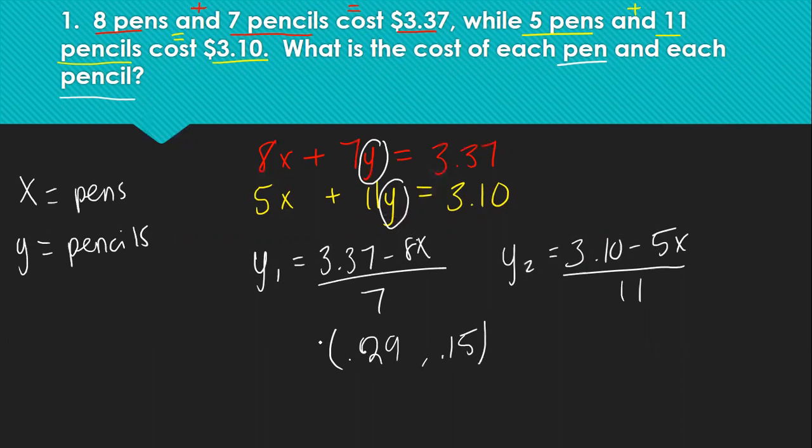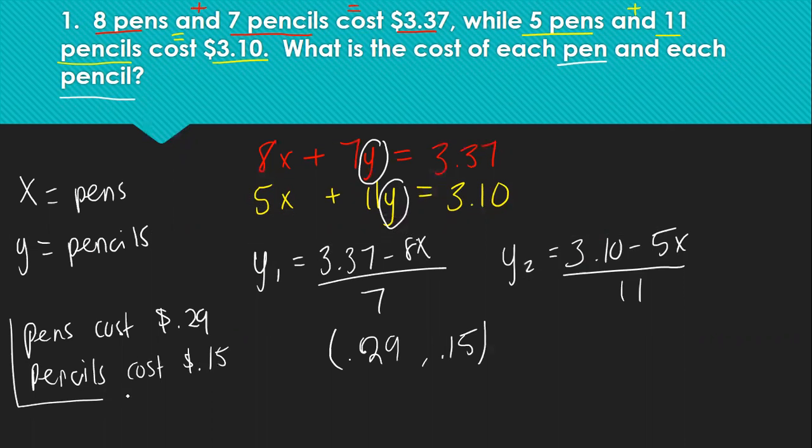When you're writing the solution, step 4 says you're going to pertain it to the problem. What do the 29 and the 15 represent? The cost of pens and pencils, right? So pens cost 29 cents, and pencils cost 15 cents. And that would be your answer. That would give you full credit.